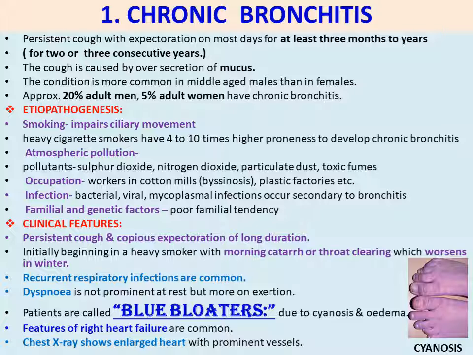Next parameter is infection. Bacterial, viral, and mycoplasmal infections occur secondary to bronchitis. The next factor is familial and genetic factors. There is a poor familial tendency, so transfer of chronic bronchitis from parents is less. So the major etiologic factors are smoking, atmospheric pollution, occupation, working in cotton mills and plastic factories, and infection.